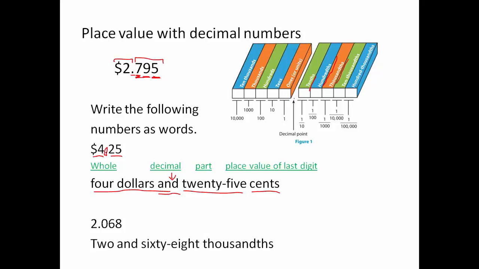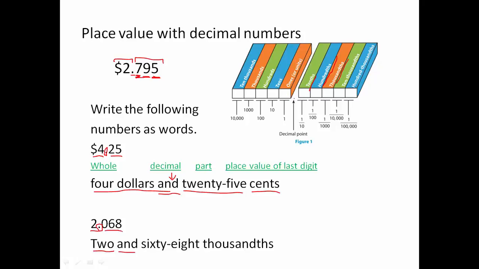We're going to start with the whole number part. That's the part to the left of the decimal, which is 2. So I'm going to write out the word two. There's that decimal point again, and that's always going to be the word and. Next I'll read out the number to the right of the decimal, that's our part of a whole.